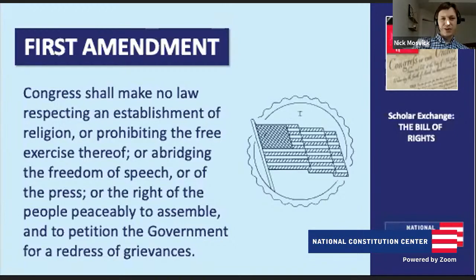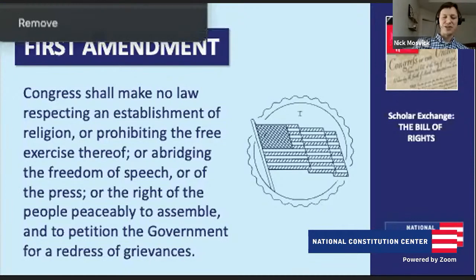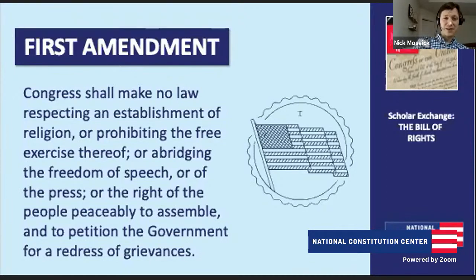Yeah, so we talk about the five freedoms here. You'll notice that the First Amendment has a lot in it. As we'll see when we talk about the drafting, the First Amendment was a combination of several amendments, not surprisingly, because it covers free exercise of religion and the establishment of religion. Those are the two religious freedom clauses, the freedom of speech and the freedom of the press.